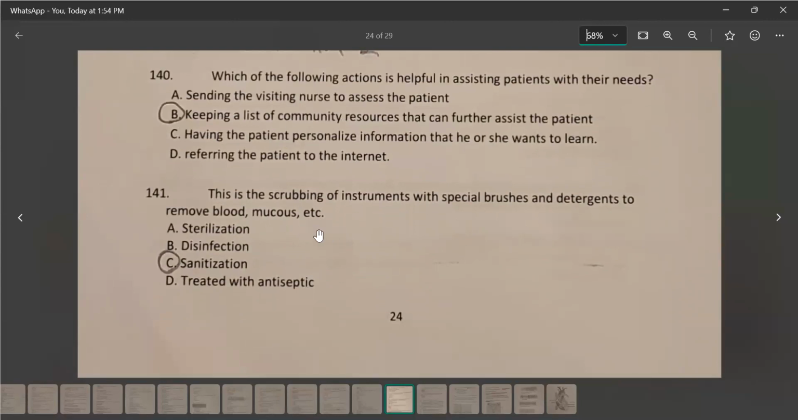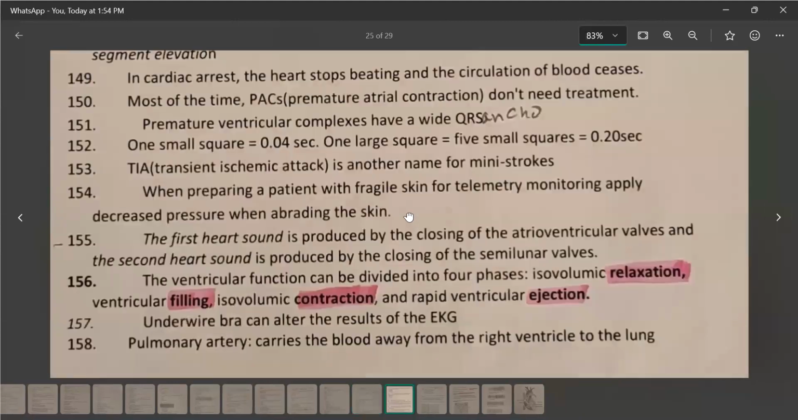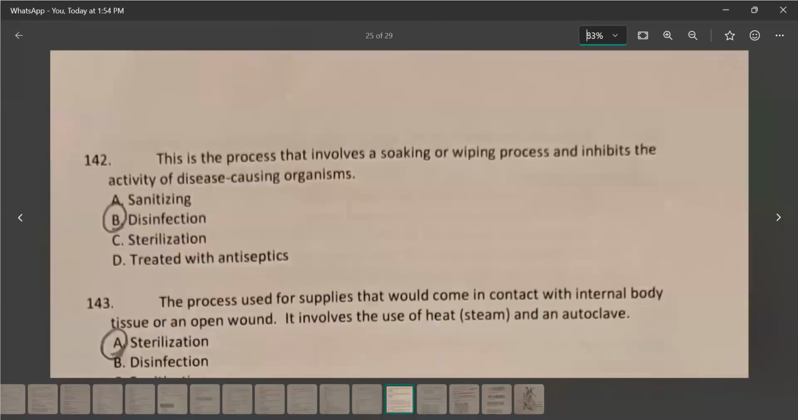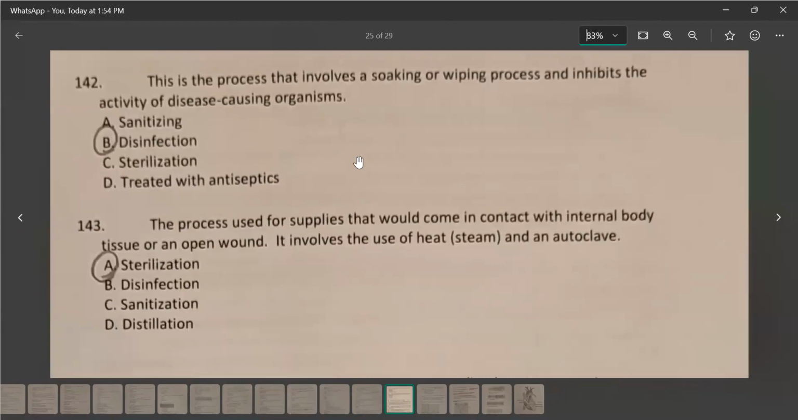Number 141, this is the scrubbing of instruments with special brushes and detergents to remove blood, mucus, etc. Sanitization. 142, this is the process that involves a soaking or wiping process and inhibits the activity of disease-causing organisms. Disinfection. 143, the process used for supplies that would come in contact with internal body tissue or an open wound. It involves the use of heat, steam, and an autoclave. Sterilization.